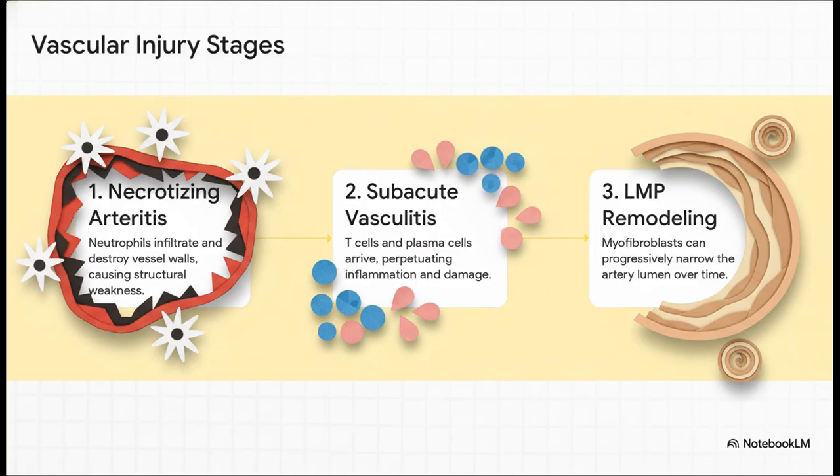And this isn't just some simple inflammation. It's a progressive, multi-stage assault. It starts with what we call necrotizing arteritis, and that word necrotizing literally means tissue death. The immune system's first responders, the neutrophils, actually start destroying the vessel walls. Then the next wave of T cells and plasma cells arise, and they just keep that attack going. And finally, the body tries to heal, but this remodeling process called luminal myofibroblast proliferation can ironically cause even more harm by creating scar tissue that narrows the artery. That's a condition we call stenosis.